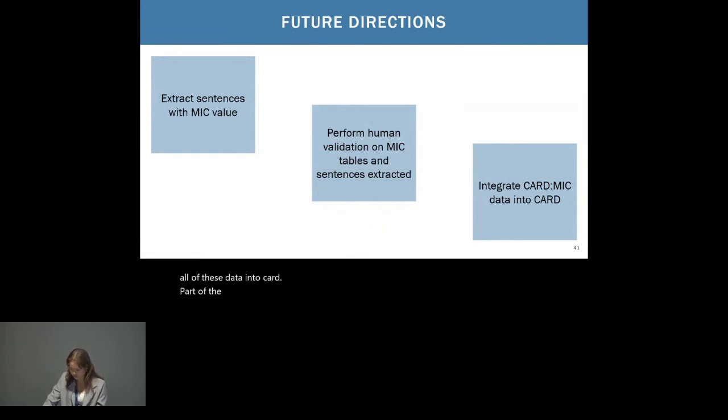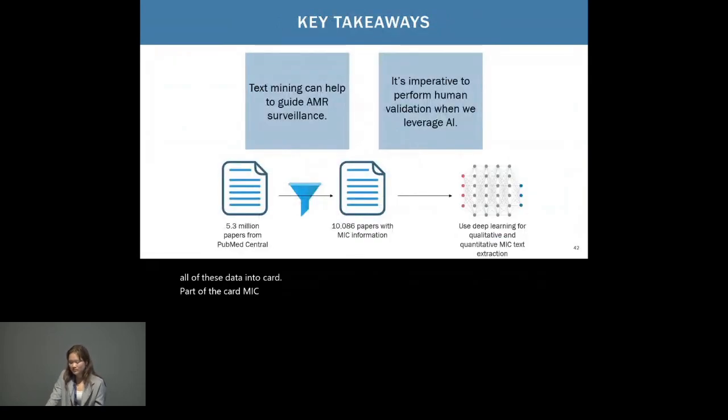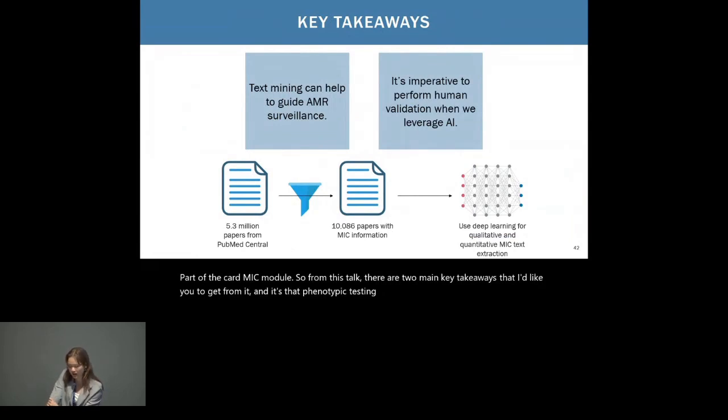So from this talk, there are two main key takeaways that I'd like you to get from it. The first is that phenotypic testing data can be obtained through text mining, and we can use that to guide AMR surveillance. And the second is that throughout this presentation, you've seen that I've performed human validation 3 different times. I think it's key that when we leverage AI, we analyze the data as empirically as we can to ensure that the data set itself is robust.